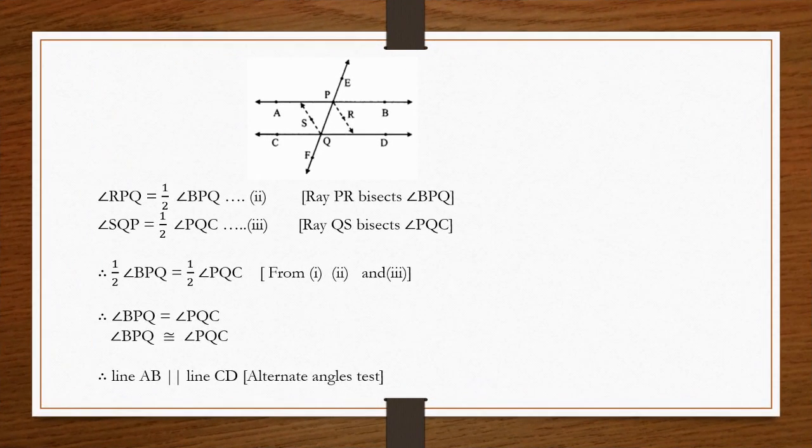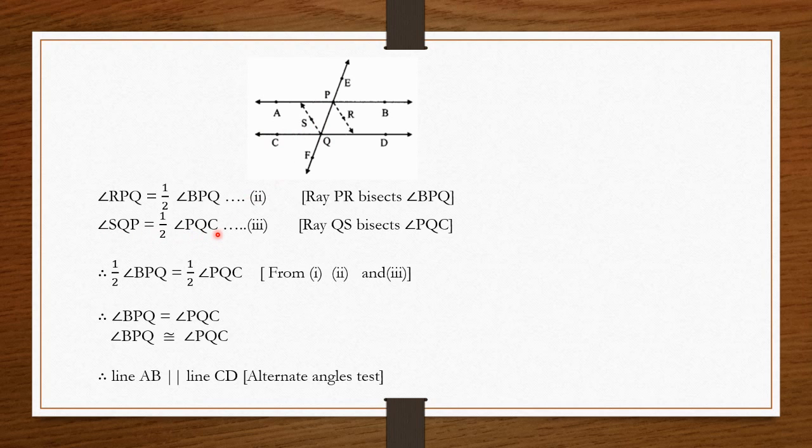In the figure, ray PR is the bisector of angle BPQ. Therefore, angle RPQ equals half into angle BPQ. That is equation number 2. And ray QS is the bisector of angle PQC. Therefore, angle SQP equals half into angle PQC. That is equation number 3.